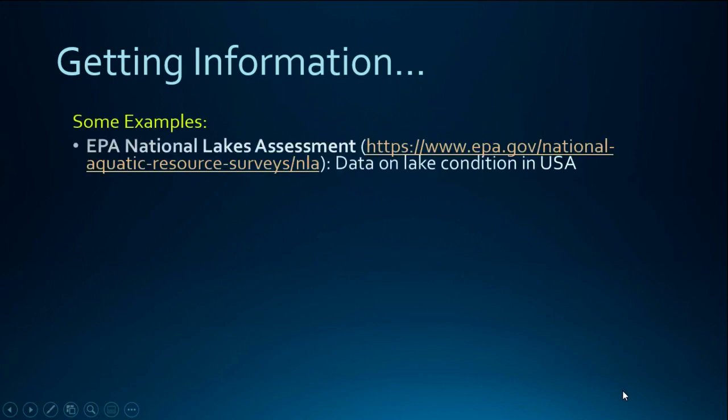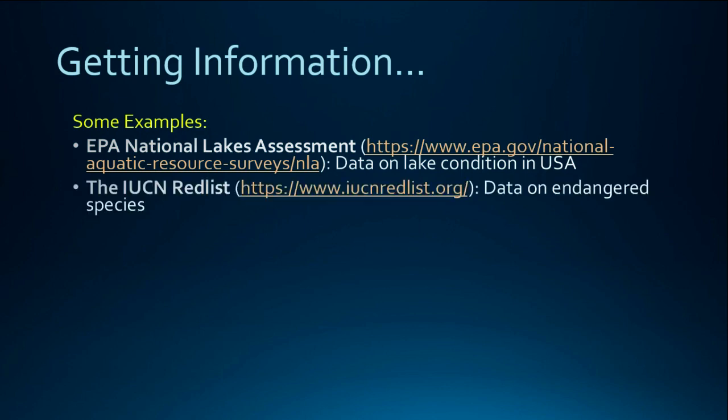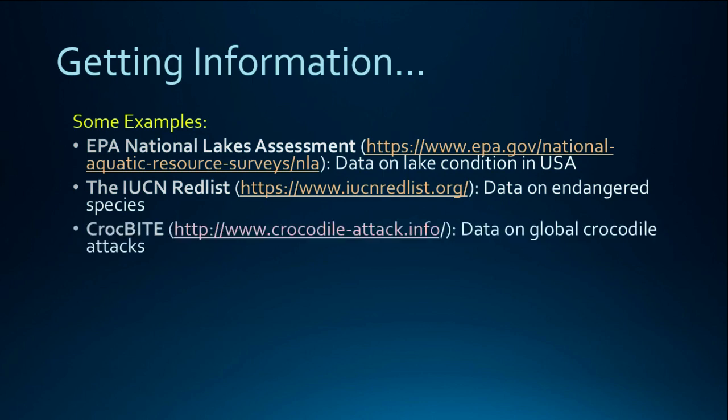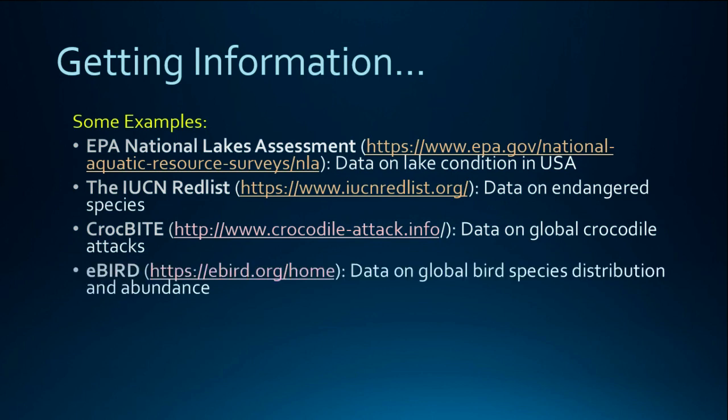So here are some examples of the kinds of things that we find out there that are publicly available. I'm just giving you a few that Dr. Henk has provided me. The EPA has a National Lakes Assessment, which gives us data on all the lake conditions in the United States. And then the IUCN Red List gives us all kinds of data on endangered species. Crocbite is a place you can go if you want to get data on global crocodile attacks. That's a little disturbing. eBird gives you data on global bird species distribution and abundance measures.